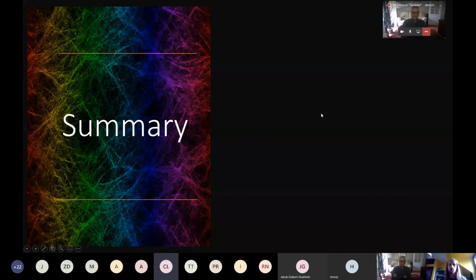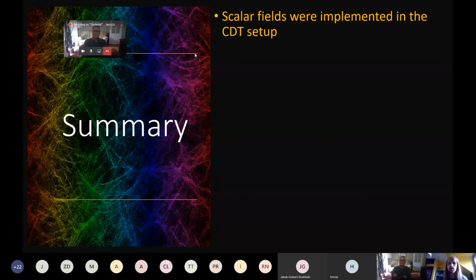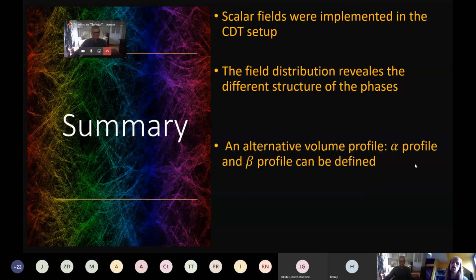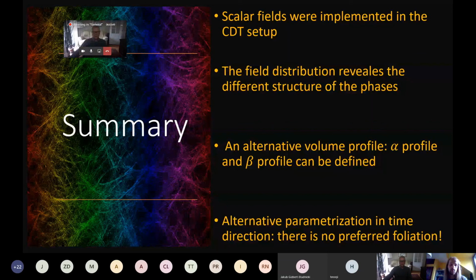So just to summarize my talk, we introduced the scalar field in the CDT setup. The field distribution revealed an interesting structure. In every single phase, we had a different structure. We managed to use the redefinition of the field as alpha, and also as beta. And the corresponding alpha profile and beta profile gave us an alternative volume profile. And also we managed to show that if we consider these hypersurfaces in the time direction, then we can have an alternative foliation, which does not equal the original slicing, which suggests that there is no preferred foliation in CDT.